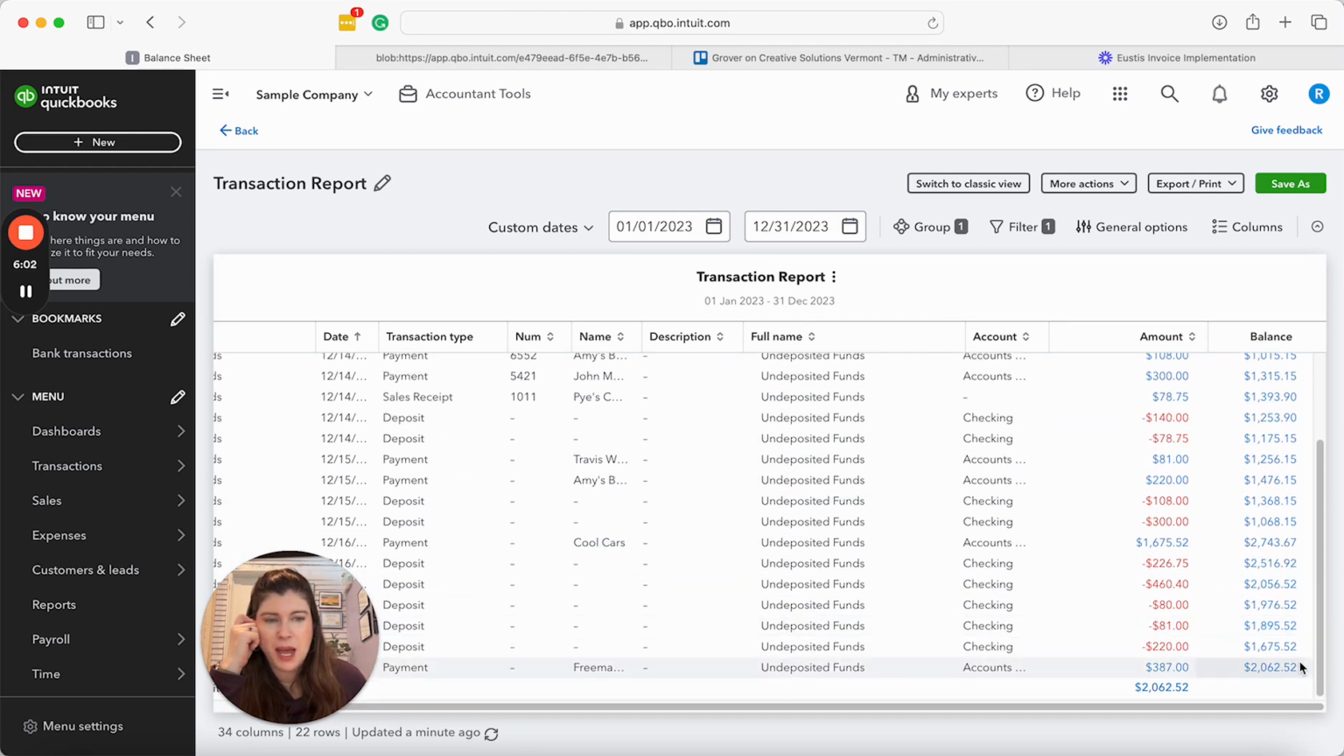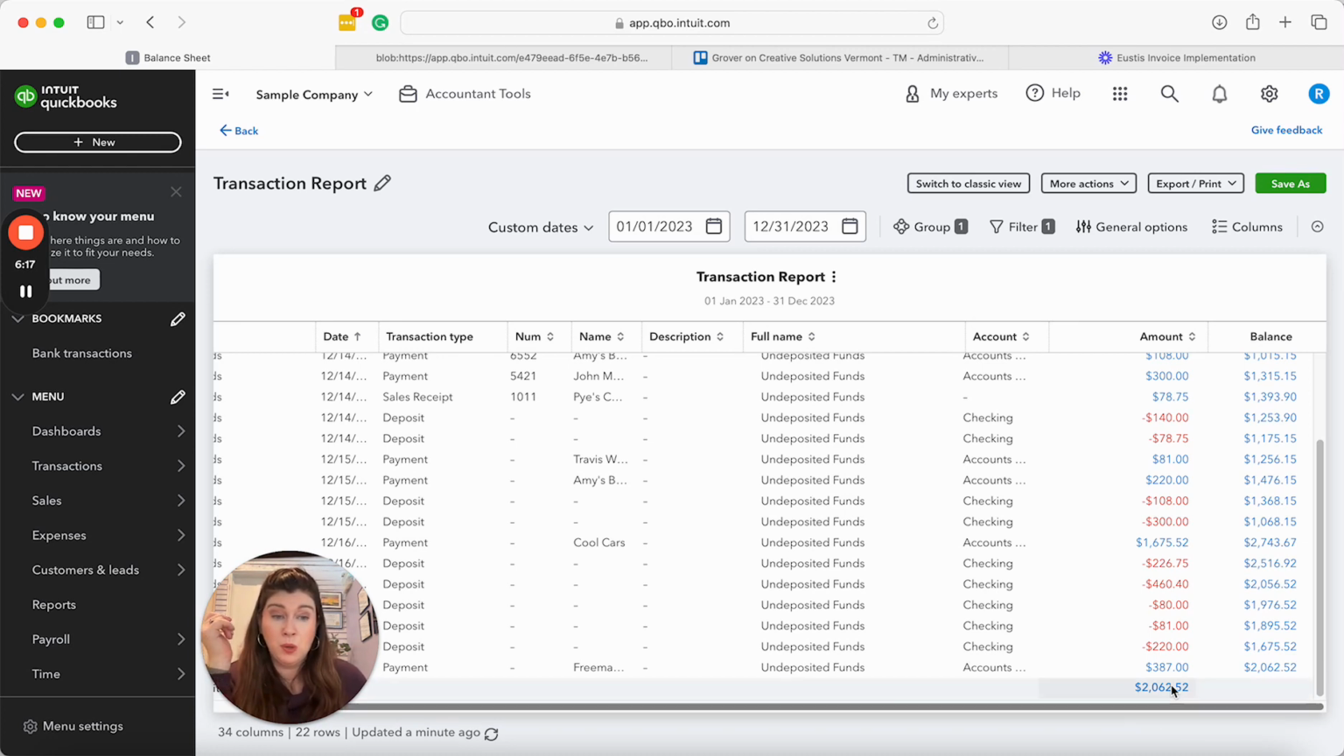But it seems to keep adding up. So I would guess that there is a problem there, unless you know that you're sitting on $2,062.52 in checks that you haven't actually deposited. That's the way to check, right?